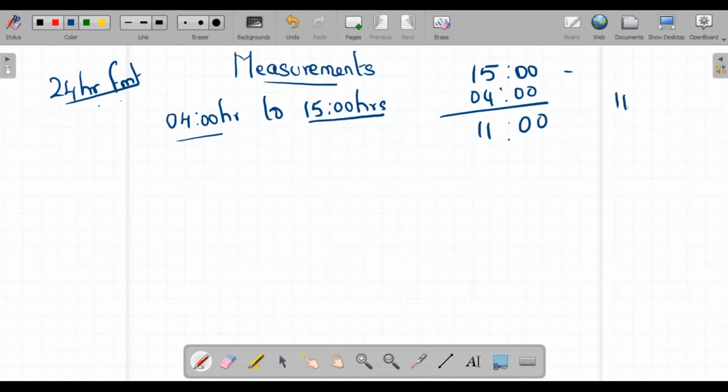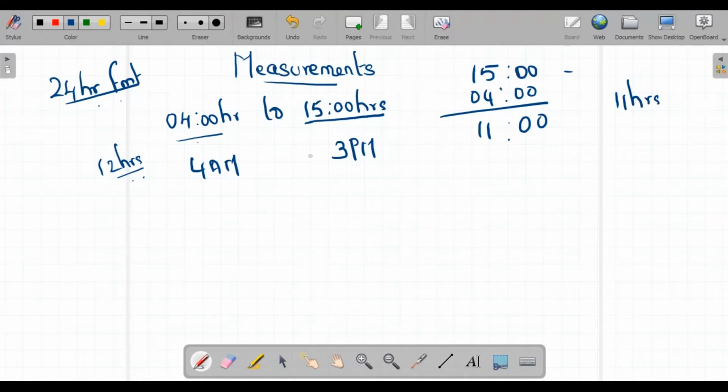So this means it is 11. So totally 11 hours have passed between 4 o'clock in the morning and 15, which is actually 3 in the afternoon. Okay. So now let us convert this into the 12-hour format and see if this works. 0400 is nothing but 4 a.m. and 1500 hours is nothing but 3 p.m.